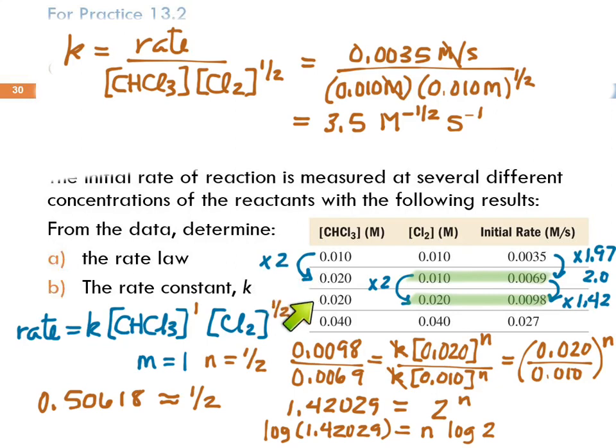Well, from here to here, the concentration of the CHCl3 isn't changing, right? And going from this one to this one, it's doubling, but this one is also changing. So we're changing both concentrations. They're both having an effect on the rate. So if we take that 0.027 and divide it by 0.0098, it increased by a factor of 2.755. And that doesn't make any sense, but we've got two things changing.